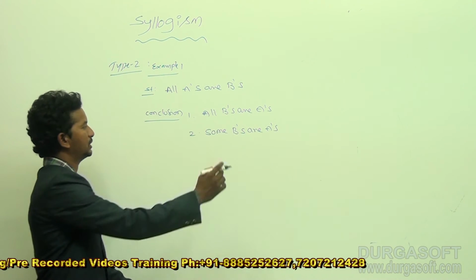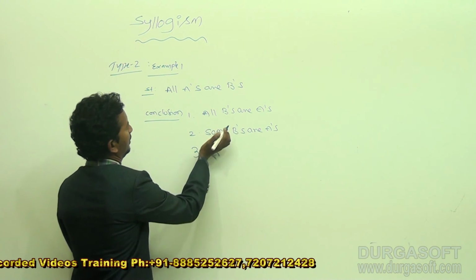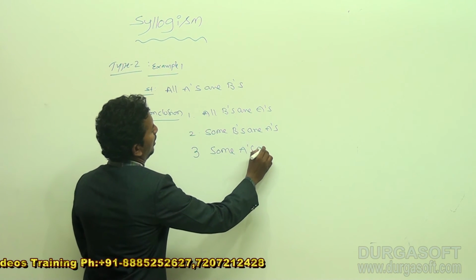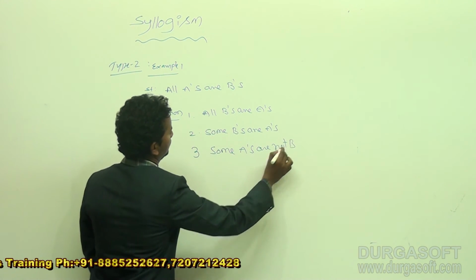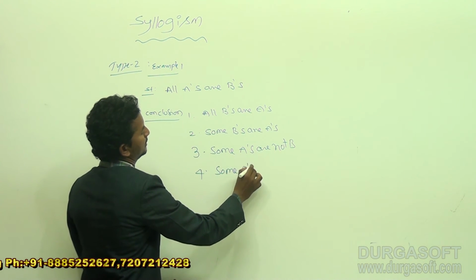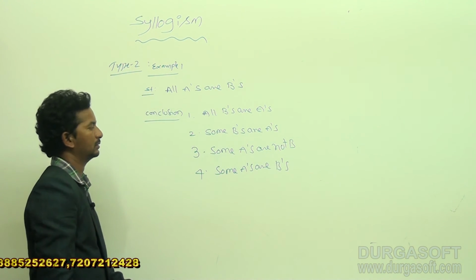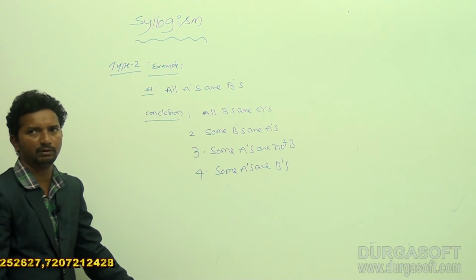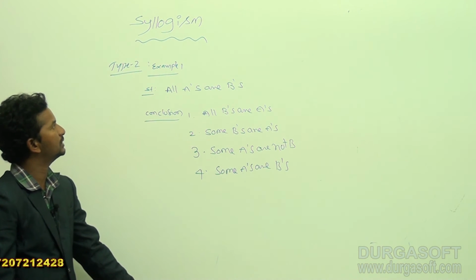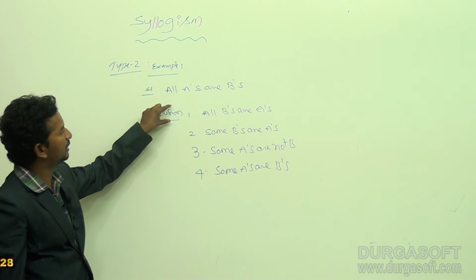Okay, now coming to the next one. I am taking here some A's are not B's. Coming to the fourth one, some A's are B's. Now what statements will be true here? Now check it here. These are the conclusions, this is the statement. Now the question is given as a statement and conclusions.